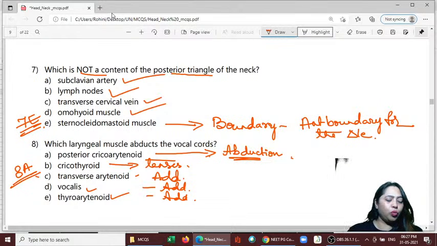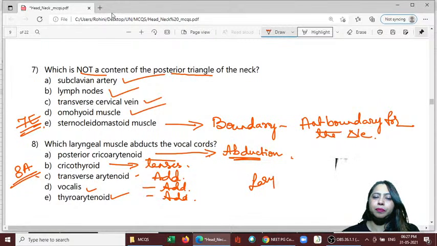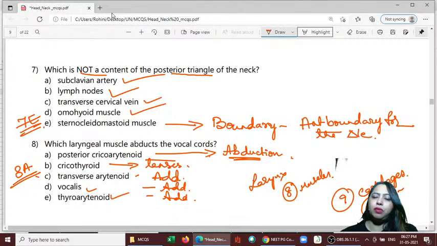So with these answers, you should be able to understand. There are so many muscles in the larynx. There are about 8 muscles and 9 cartilages. Out of that, 6 are paired. There are 3 which are unpaired.